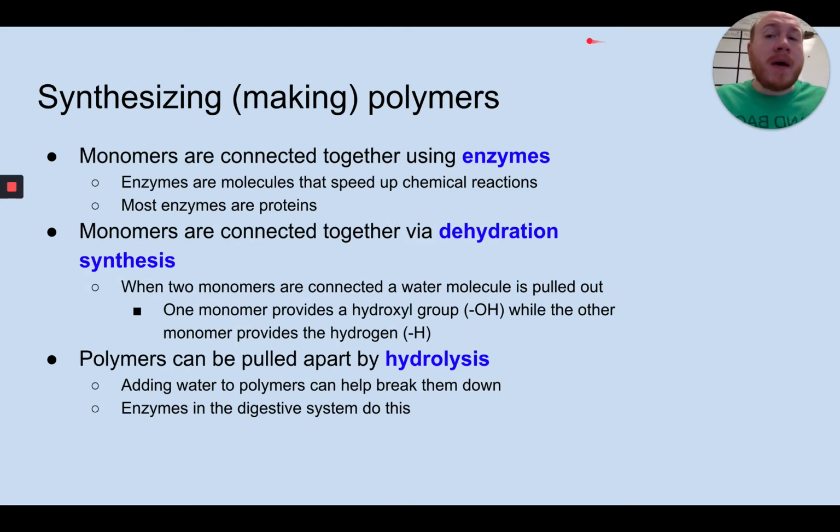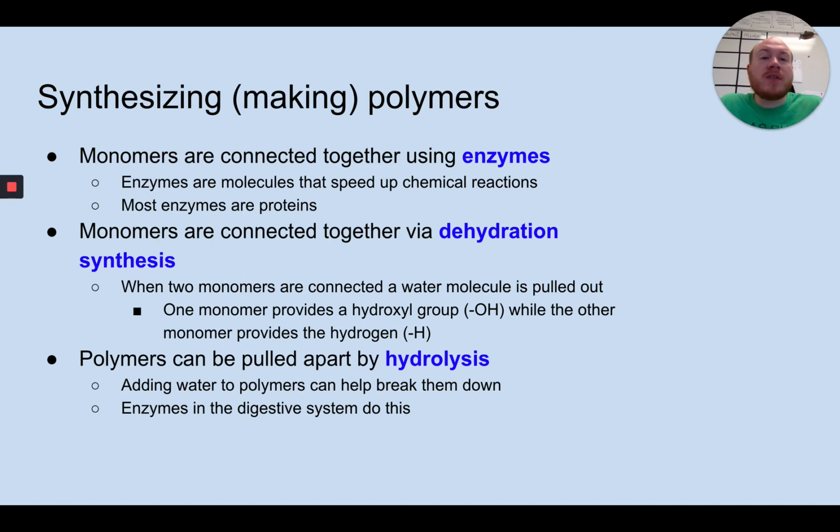Now, to make polymers, synthesizing, which is another word for making, is a word that a lot of students struggle with because they don't really know what it means. Synthesizing means to make. To synthesize polymers, monomers are connected together using enzymes. Enzymes are proteins that control chemical reactions in the cell. Enzymes are molecules that speed up chemical reactions. They're basically like a catalyst that the cell actually makes. Most enzymes are probably going to be proteins. Some of them are RNA as well.